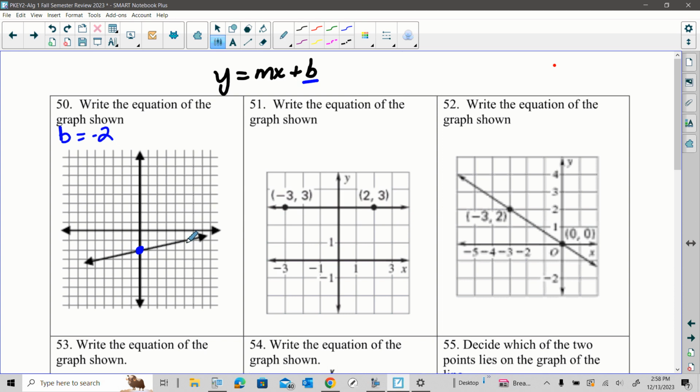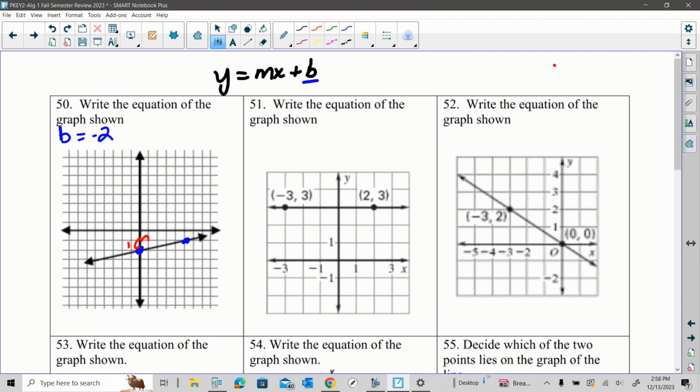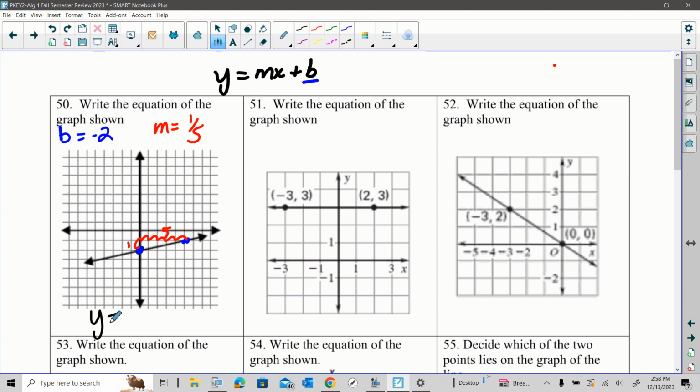Then I need another point. So I could put another point right here, I believe. Yeah. And now I can use that to count my slope. This is the rise of 1, and then over to the right, 1, 2, 3, 4, 5. So my m here is 1/5. Now I can write the equation. I can put it together. So y equals 1/5 x, then -2.